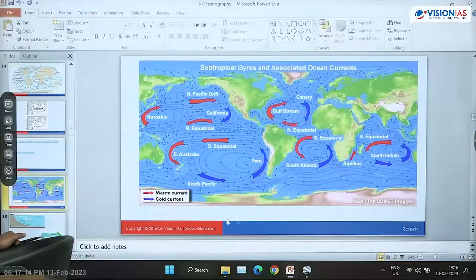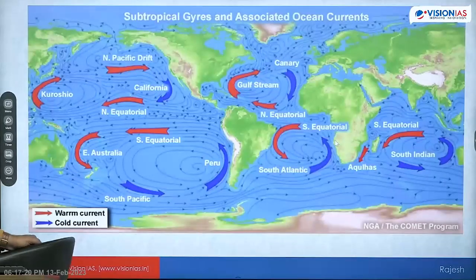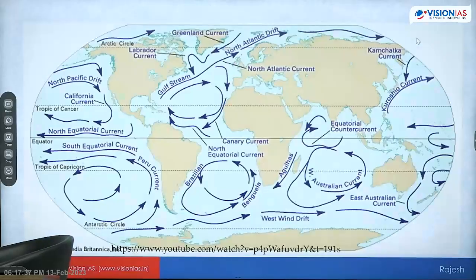So this is the picture of gyre. This is gyre in North Atlantic, South Atlantic, North Pacific, South Pacific, and South Indian Ocean. Okay. The next part, significance of ocean currents.